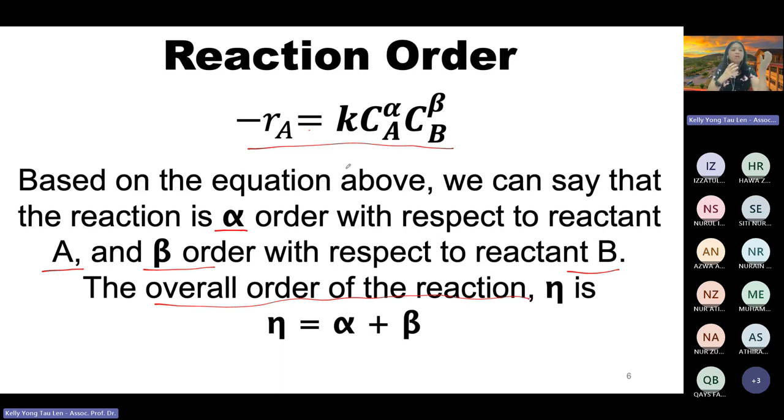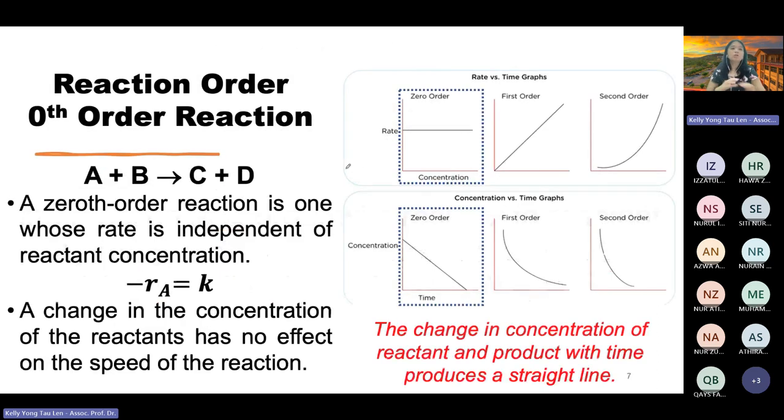Bear in mind, every reaction will have its own -rA equation. That becomes the challenge for you when you do chapter 4. You have to bear in mind, when -rA changes, the design equation will also change. So that becomes a bit of a confusion. Although the equations are provided, you get a bit confused: when do I use this equation? When do I use this equation? First, let us understand what zero order, first order, second order mean.